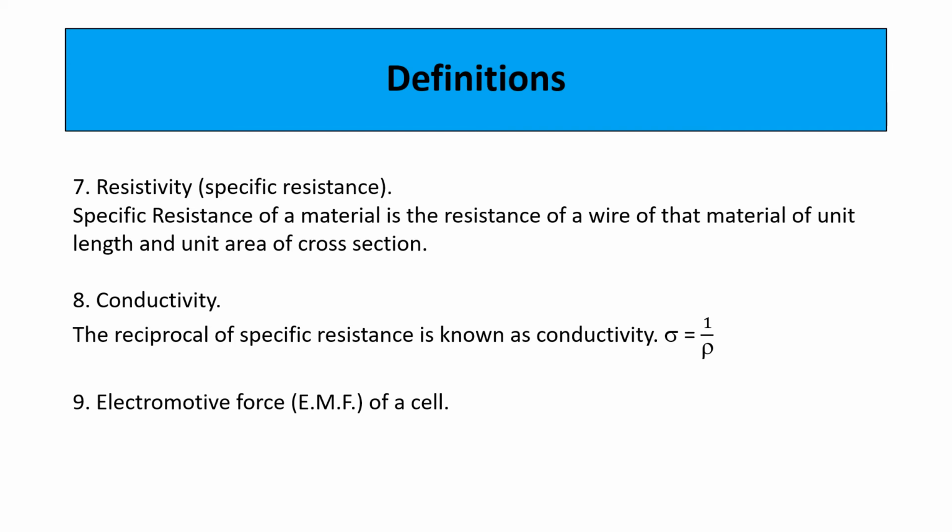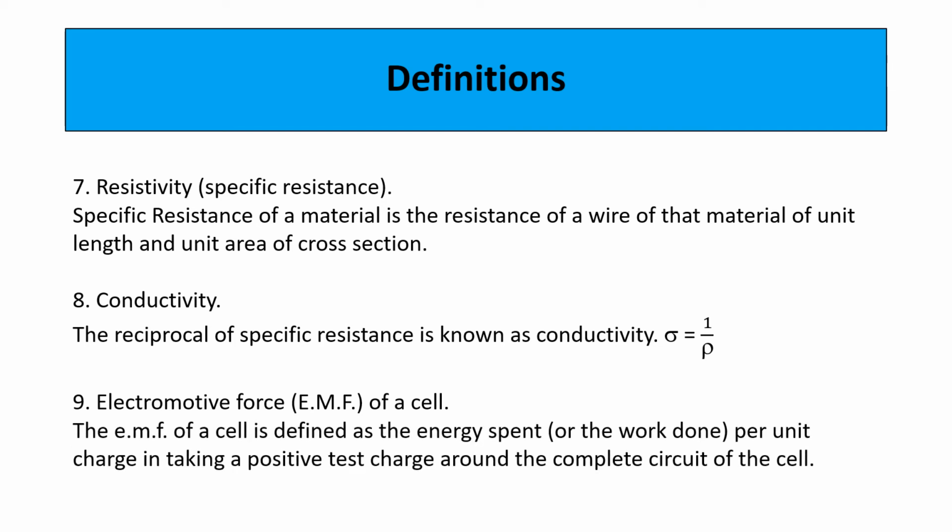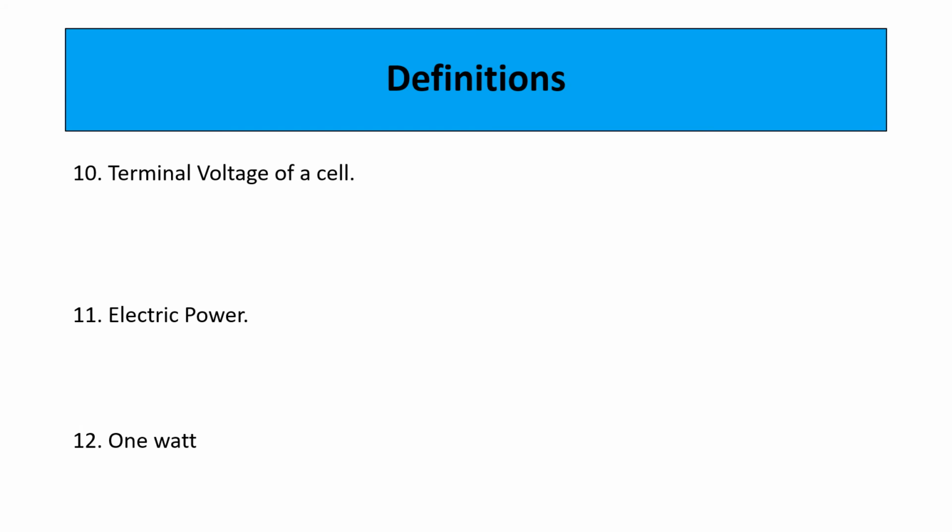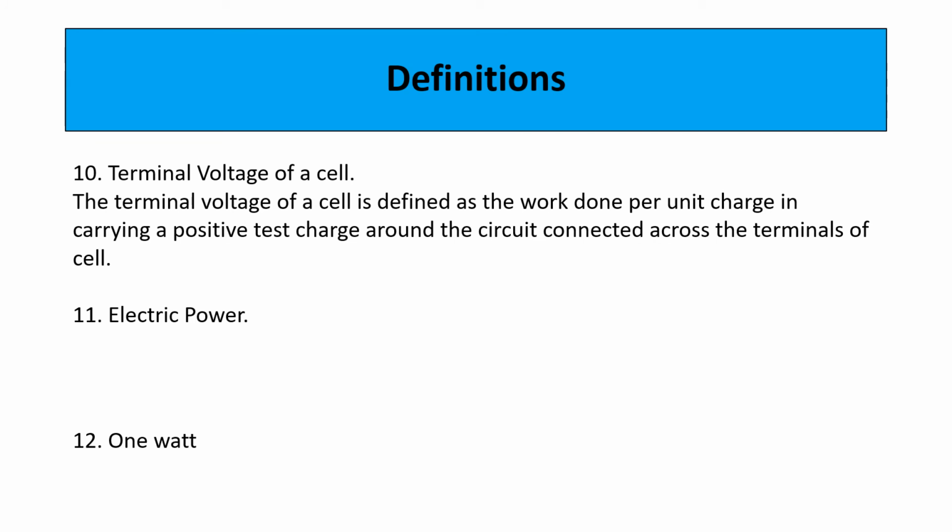Define electromotive force of a cell. The electromotive force of a cell is defined as the energy spent or the work done per unit charge in taking a positive test charge around the complete circuit of the cell. Define terminal voltage of a cell. Terminal voltage of a cell is defined as the work done per unit charge in carrying a positive charge around the circuit connected across the terminals of a cell. Here it is only outside the cell and not inside the cell.